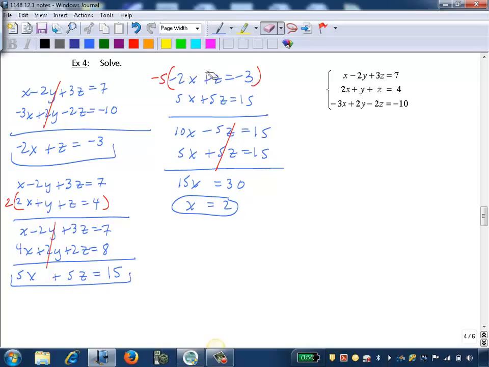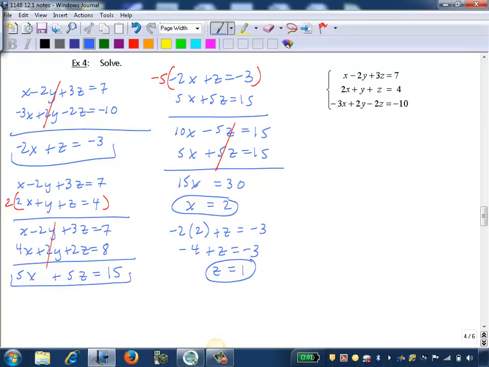So I'm going to choose the first equation because the z doesn't have a coefficient. It just has a coefficient of 1. So I'm going to use that one to isolate the z. So I've got negative x, and I'll substitute in that 2 for the x, plus z equals negative 3. So I've got negative 2 plus z equals negative 3. And if I add that 2 over to the other side, I'll get z equals negative 1. So there's my second variable.